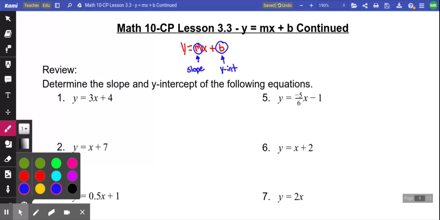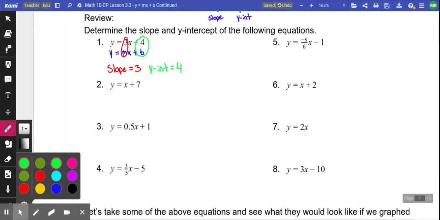So when you look at an equation, like this first example, you can quickly realize, hey, that is in my form y equals mx plus b, which means I can look at this and realize the slope is 3, and the y-intercept is 4. And that's basically what we did yesterday. We just went through and did those things. We'll do a few review questions so you can get a hold of what your slope and your y-intercept are. So for the second one, if there's no number in front of the x, that means your slope equals 1. And then your y-intercept equals 7.